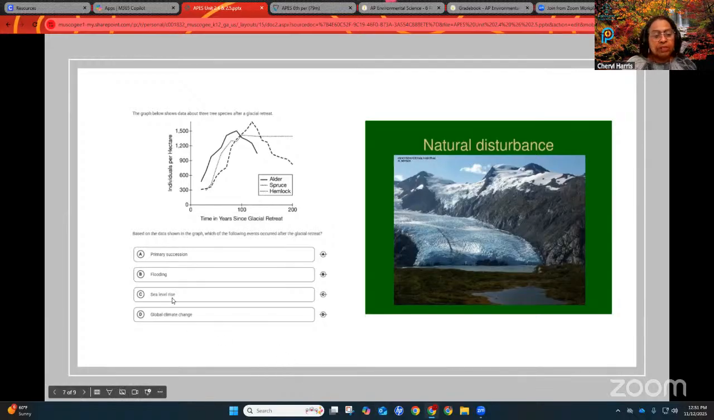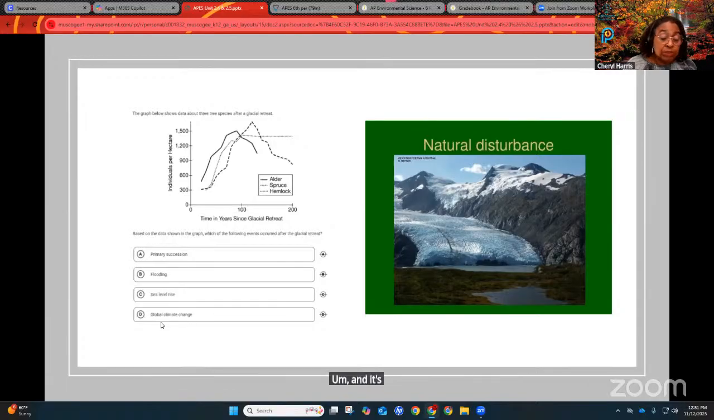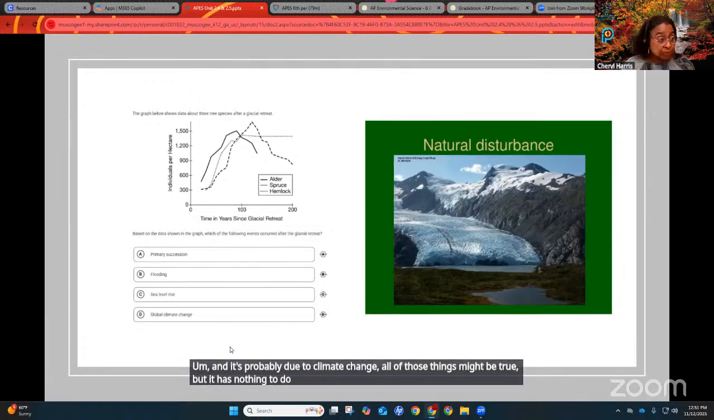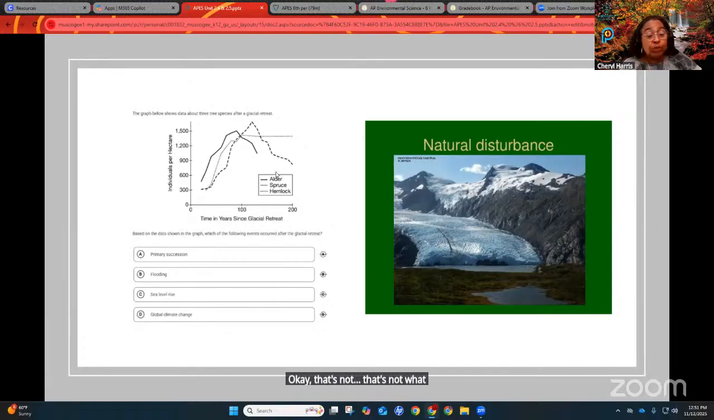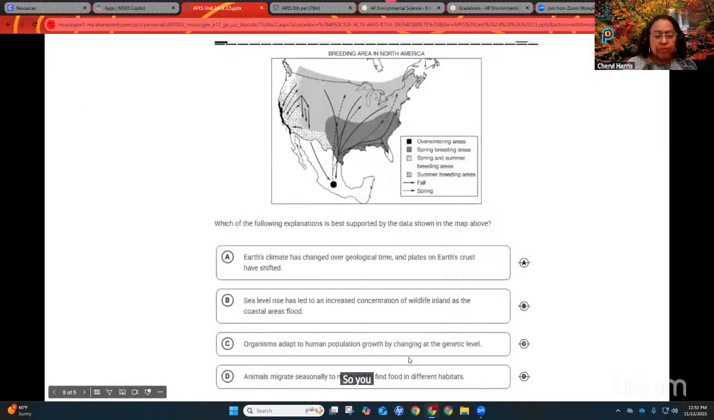All right, so yes, when glaciers retreat, the water goes somewhere, so sea level's going to rise. It might have flooded someplace else, and it's probably due to climate change. All of those things might be true, but it has nothing to do with the trees. That's not what the graph is showing you. The graph is only showing you information about the trees. So you have to focus on that.